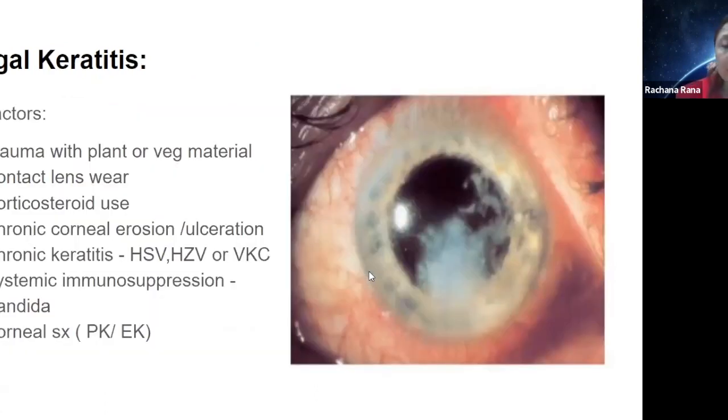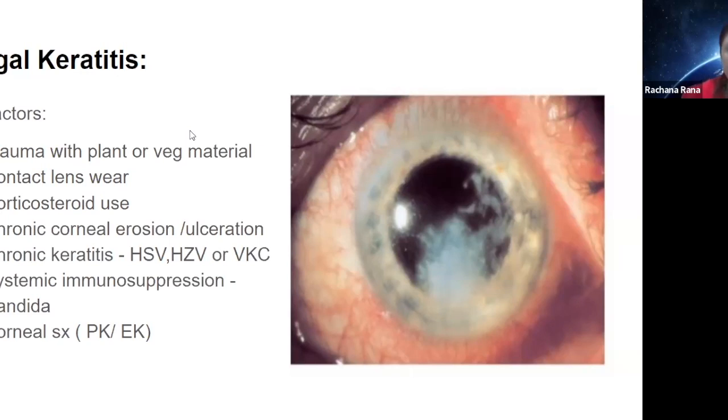So another important topic is fungal keratitis, which is very prevalent in our country because our country is mainly agriculture based. So there is a lot of trauma while doing field work. So what are the risk factors?